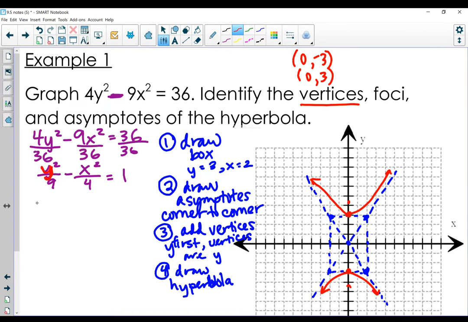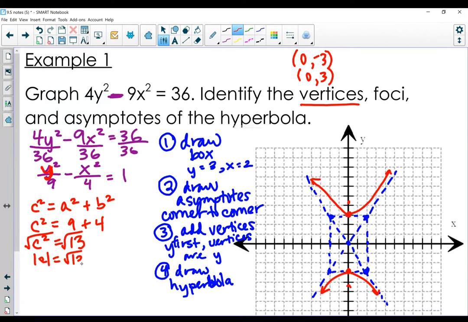Foci, maybe I'll put them over here where I have space. c squared equals a squared plus b squared. There's a minus in my hyperbola equation, so a plus sign here. It doesn't matter which number I put in for a squared and which one for b squared, because we're just adding. So I just need to add 9 and 4. So c squared equals 13, and we'll do the square root. Absolute value of c equals square root of 13, and so c equals plus or minus square root of 13.